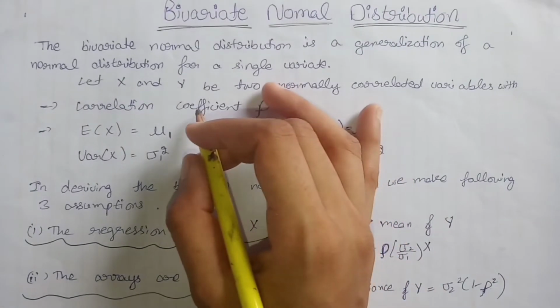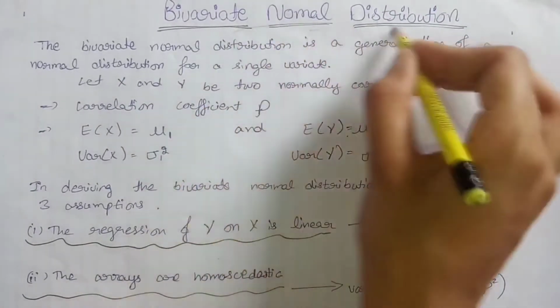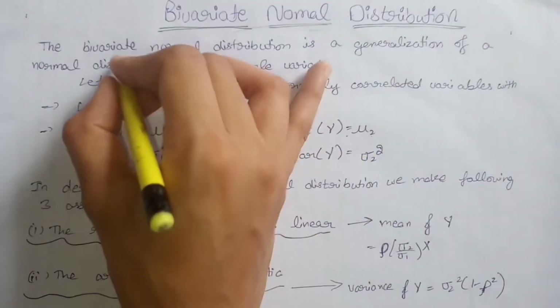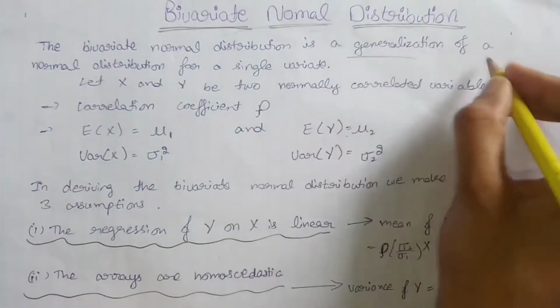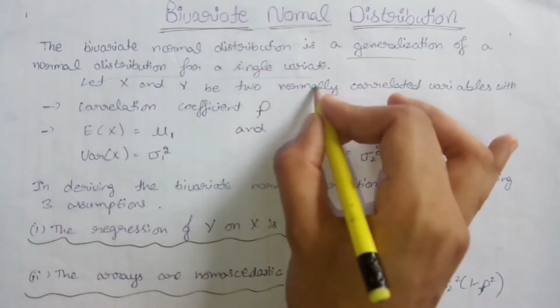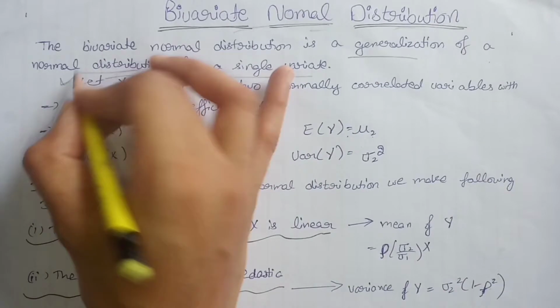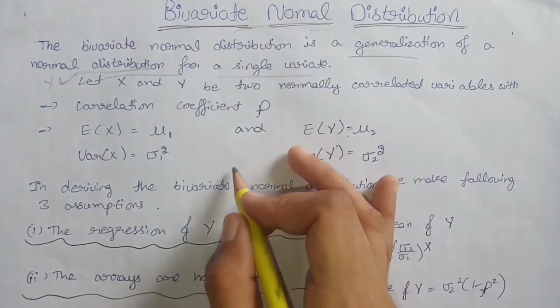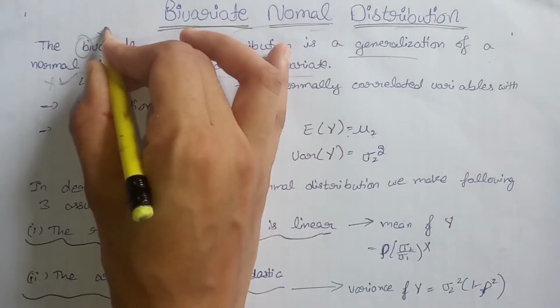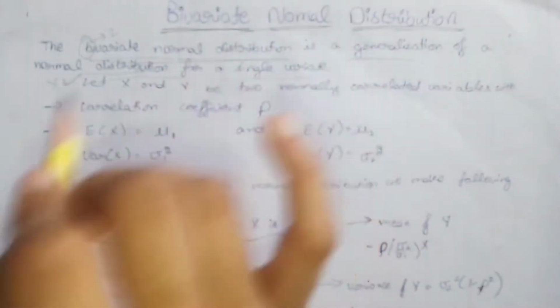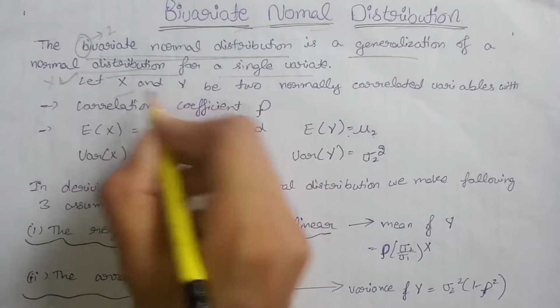Now we will derive the probability function of the bivariate normal distribution. Firstly, what is bivariate normal distribution? The bivariate normal distribution is a generalization of a normal distribution for a single variable. That means we know that in the normal distribution we use only a single variable, let's say x. The meaning of the word bi is 2. So here in bivariate normal distribution we use two variables, let's say x and y.